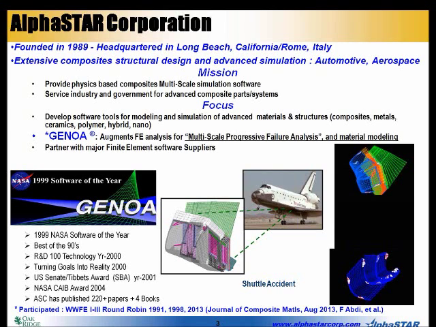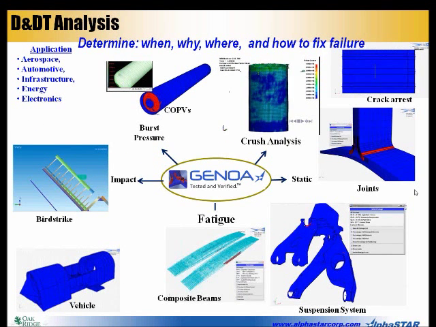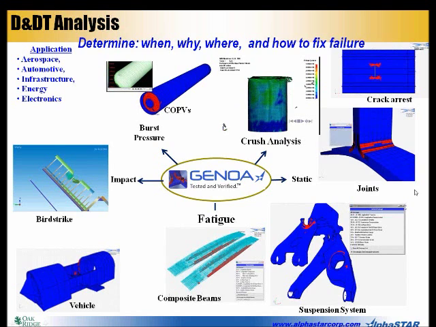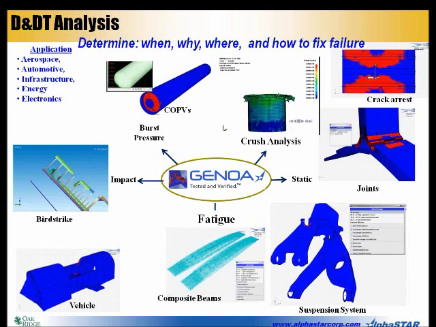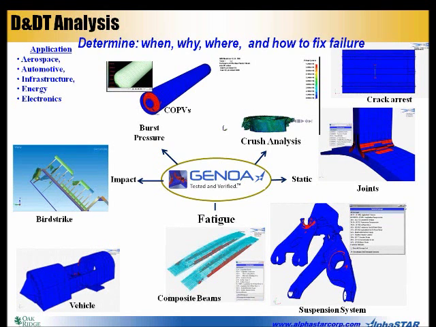Our flagship is a software tool called Genoa, which is an addition to classical finite element solutions, where it basically enables multi-scale progressive failure analysis and material modeling, including micromechanical analysis. We have used our Genoa tool for various services and for various industries, including aerospace, automotive, infrastructure, energy, and also for high-tech electronics.